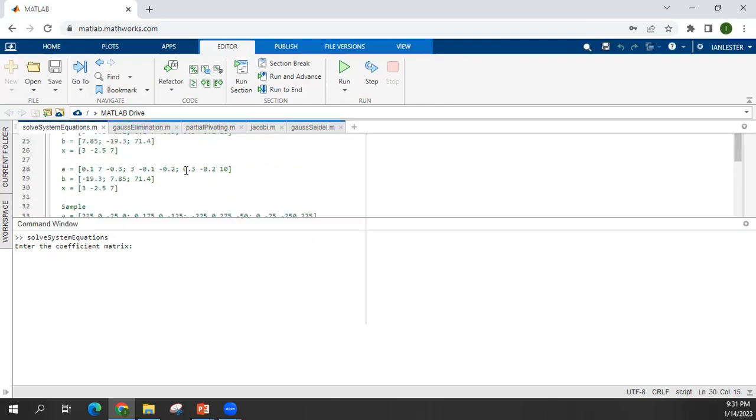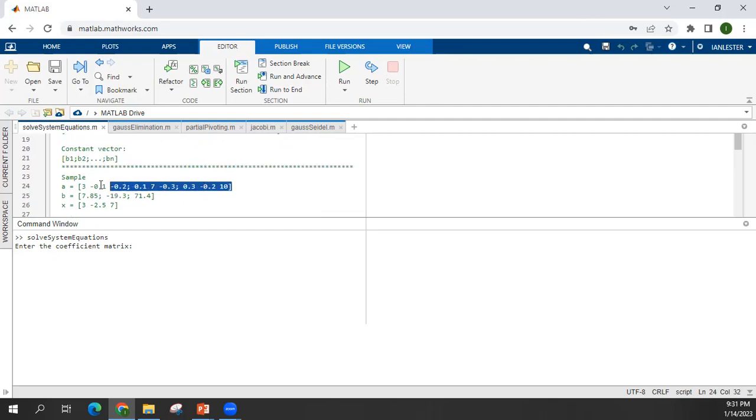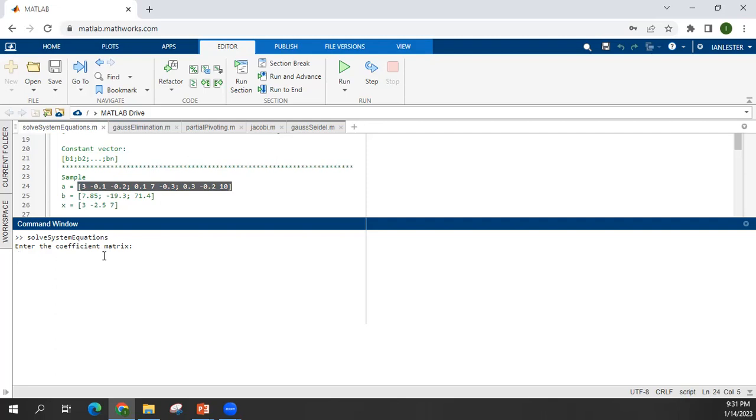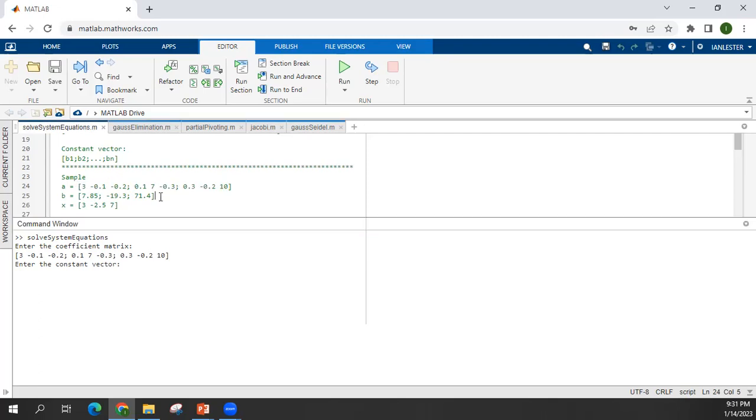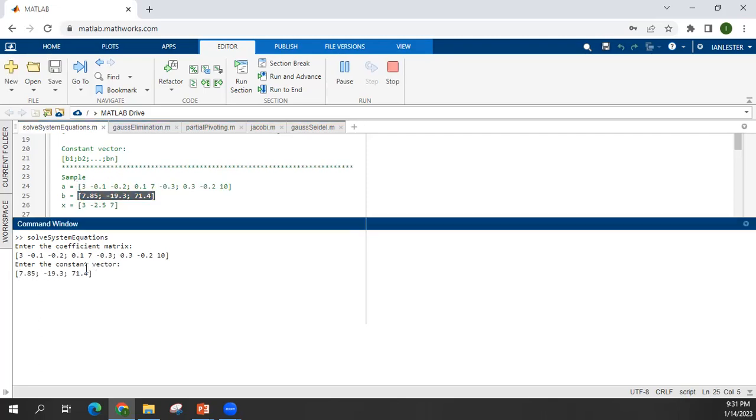Let's try this one. We already solved this in our lecture video, but just to confirm. So the constant vector is this. Let's try Gauss elimination first. So that's it. The same answer as in our lecture videos: 3, negative 2.5, and 7.